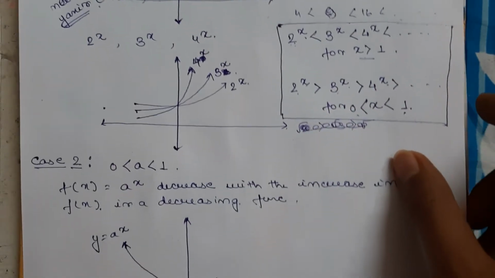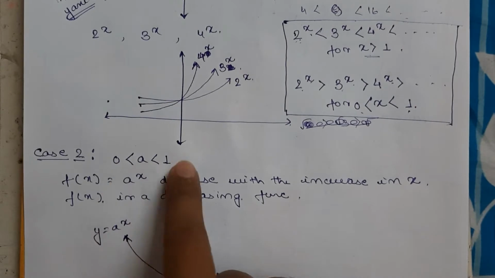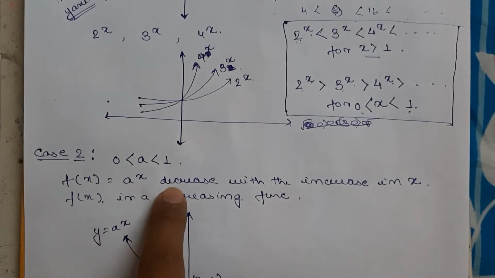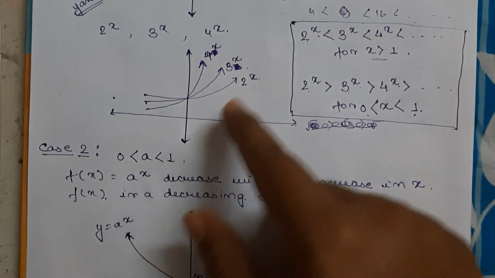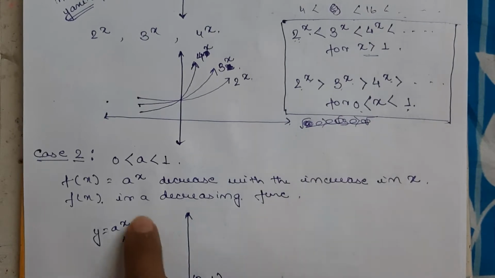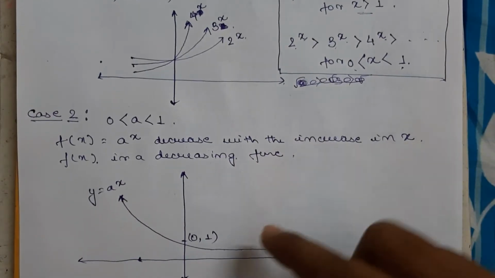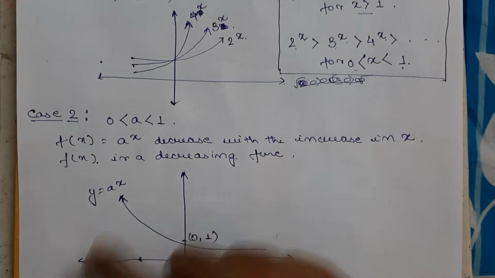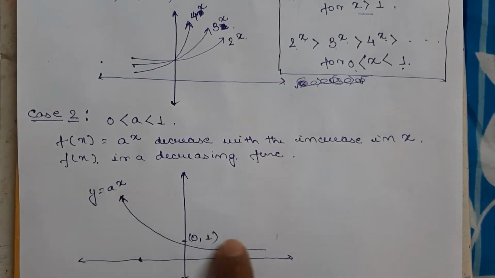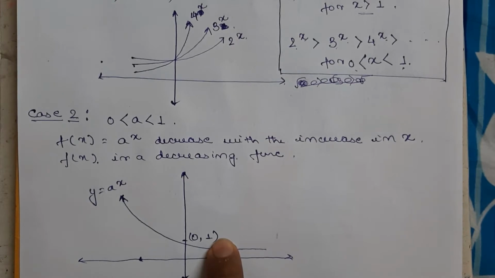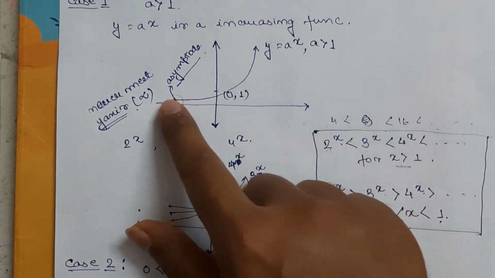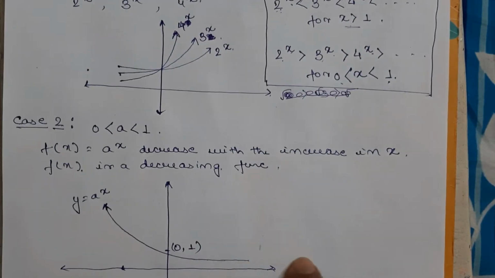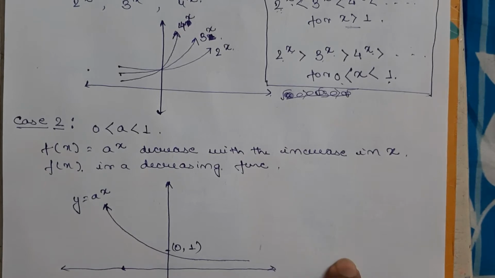Okay, now in case 2, when a is between 0 to 1, then a to the power x decreases with the increase in x, meaning as the x value increases, the a to the power x value decreases. Okay, so it is a decreasing function, right? And in this case the graph looks like this, meaning y is equal to a to the power x, and a is between 0 to 1. Okay, and this is also the same case as above. This will also meet the y-axis at 0 at infinity. Okay, so this point is also known as an asymptote.